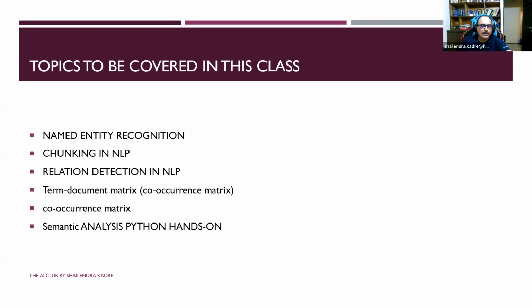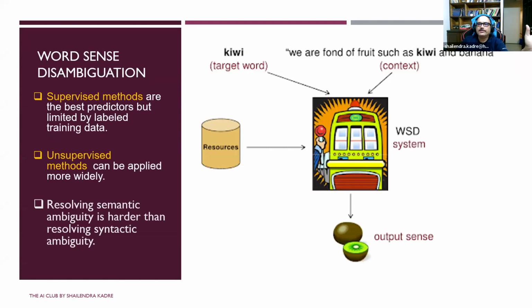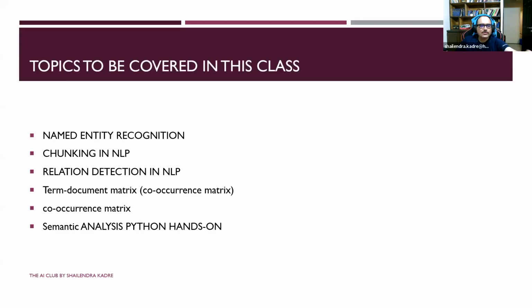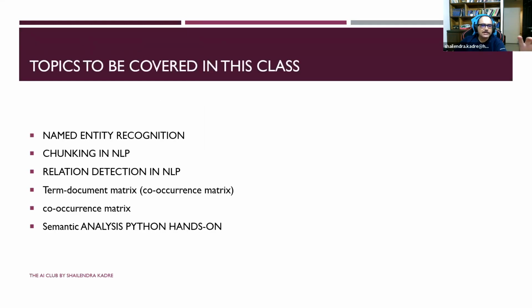So related to this, we'll do all the coding. So far no coding, because the concepts we have discussed are very generic. Next class we will discuss more specific concepts. All these are also part of semantic analysis, and then we'll do coding related to this. So this is named entity recognition, chunking, relationship detection, TF-IDF, which is term document matrix. Then Python and so on we will be doing with that.